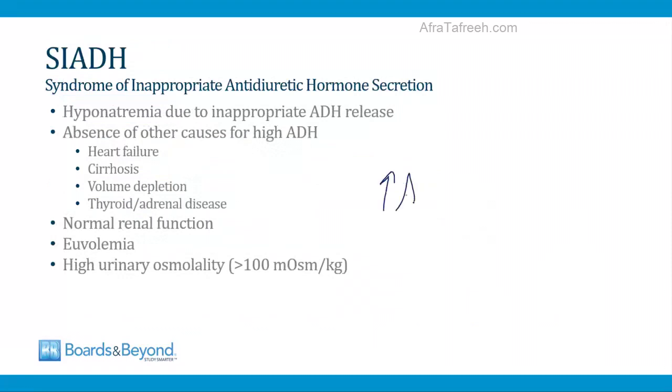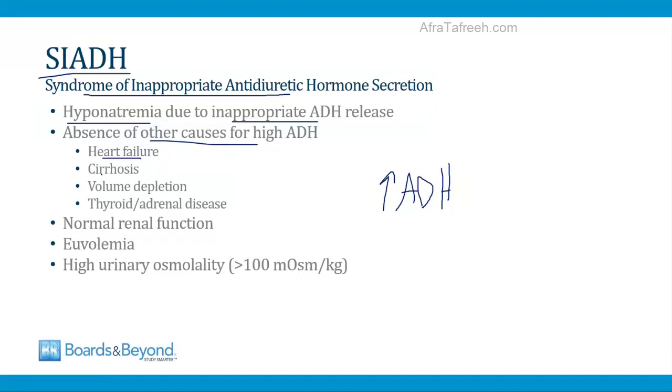If you don't have any of the disorders I mentioned on the last two slides, but your ADH level is still high and that's causing hyponatremia, then what you have is the syndrome of inappropriate ADH secretion, otherwise known as SIADH. As the name implies, SIADH causes hyponatremia due to inappropriate ADH release.